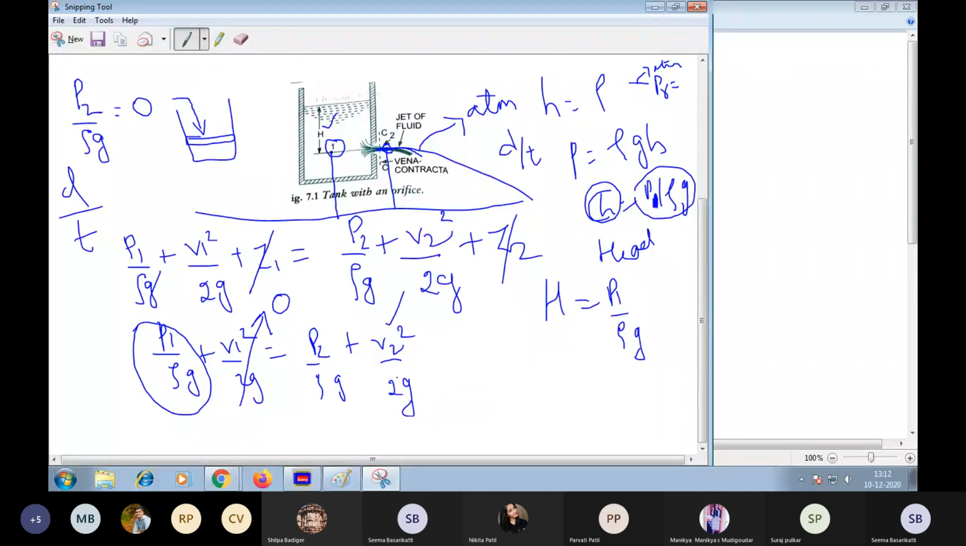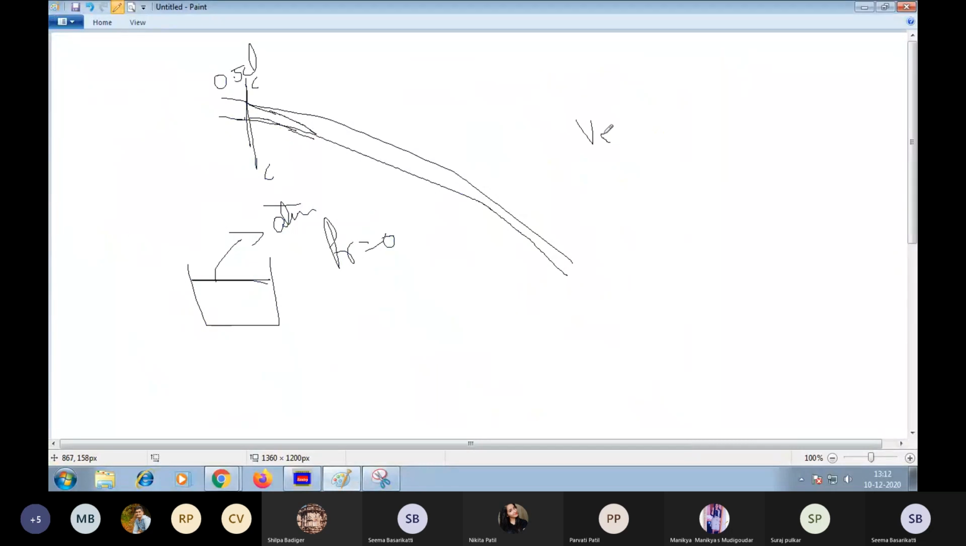So therefore V2 exists. Now the further equation will be P1 by rho g, which is nothing but h, plus V2 square by 2g, is equal to 0 plus P2 by rho g, plus V2 square divided by 2g. So V2 square is nothing but 2gh, or we can write V2 as the square root of 2gh. This is the velocity of liquid at the second section.